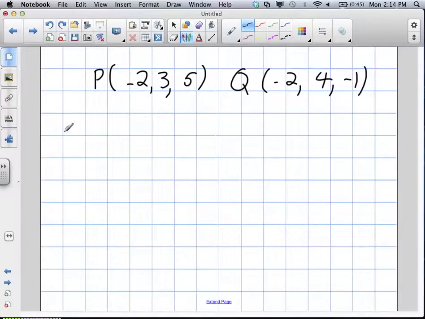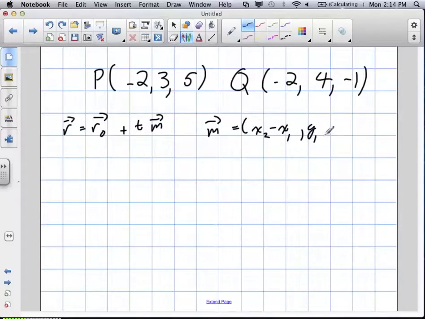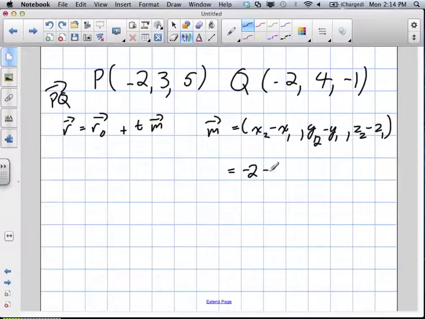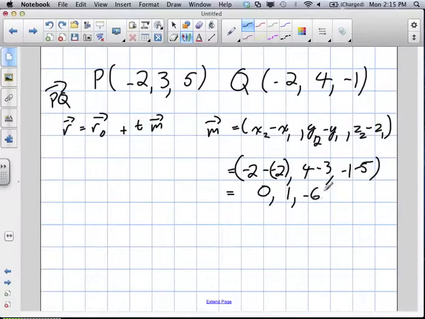So remember from our equations of a line, in vector form, r equals r naught, which is just any point, plus a scalar or a parameter times a directional vector. Well, with two points, in order to find our directional vector, we're going to have to take x2 subtract x1, y2 subtract y1, and z2 subtract z1. Again, because we're calling this vector PQ, Q will be our point 2, minus negative 2, 3, 5. So negative 2 minus negative 2, 4 subtract 3, and 1 subtract 5. This ends up being 0, 1, negative 4. So our directional vector, 0, 1, negative 4, would be in the same direction from the origin to there as vector PQ.